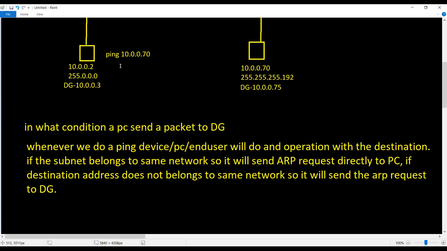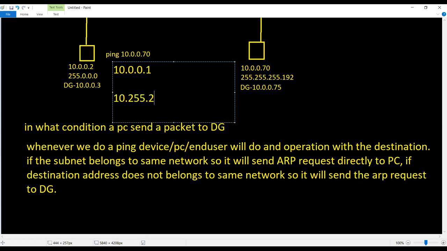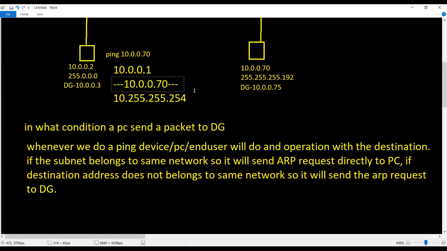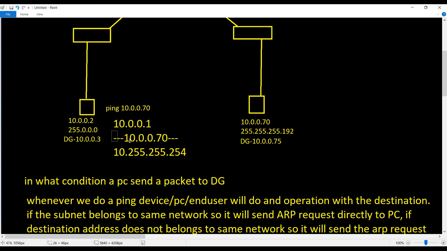Let's see what it will do: it tries to get a valid range. It will see my valid range starts from 10.0.0.1 till 10.255.255.254, and that address belongs to my same subnet, right? Yes. So like this, the device will check. If the destination address belongs to the same subnet, it will consider that IP as a local IP address. So in this condition, this PC will create the ARP request directly to this address, because this address belongs to the same subnet, right?